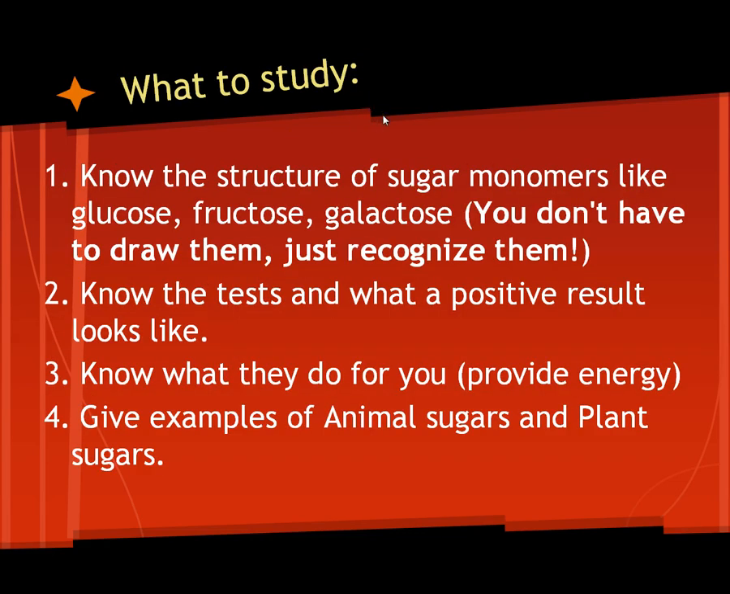So, what to study? You need to know the structure of sugar monomers, like glucose, fructose, and galactose. Just be able to recognize them. Know the tests and what a positive result looks like. Know what carbohydrates do for you. They provide energy, and secondary, they provide structure for plants. And then give an example of plant sugars and animal sugars. The animal one is the glycogen. The plant sugars are things like glucose and fructose, cellulose, and starch.